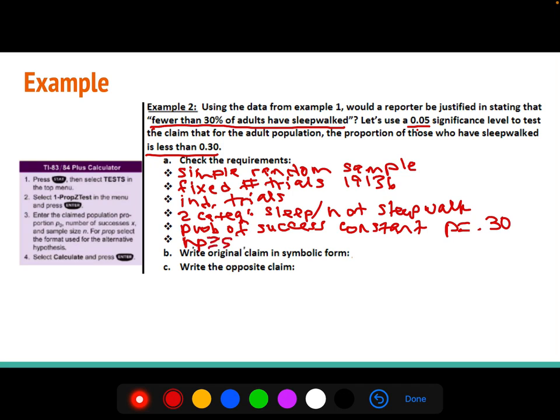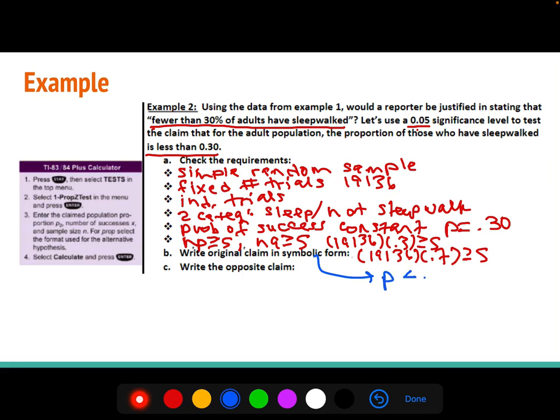And then we're going to check n times p, is that greater than or equal to 5? N times q, is that greater than or equal to 5? So we take 19136 times 0.30, which, yes, that's greater than or equal to 5. And we take 19136 times 0.70, and is it greater than or equal to 5? So yes. Now I'm going to write the claim in symbolic form.